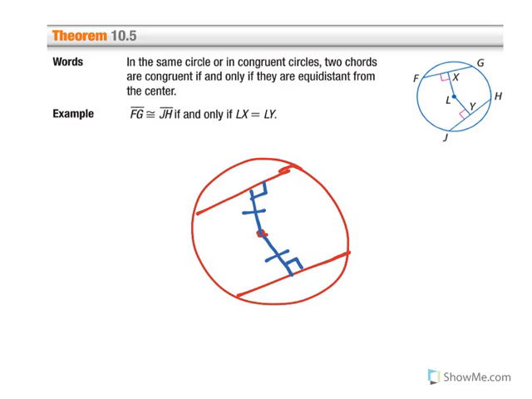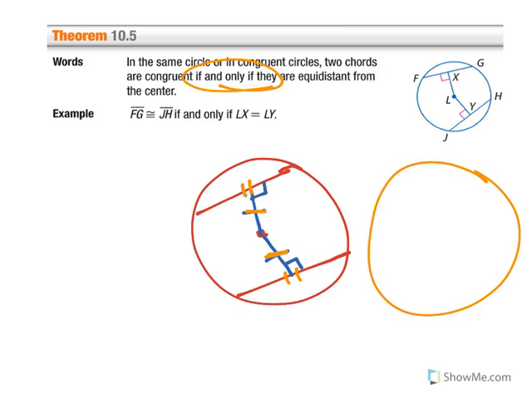And the distance from the center, the closest distance, is always going to be perpendicular. That's why you see those. But the key here is that the chords are going to be congruent when they're the same distance from the center. And since it's if and only if, it goes both ways. So not only are the chords congruent at the same distance from the center, but if the chords are congruent, then the distance to the center is the same. Okay, so it goes both ways here.